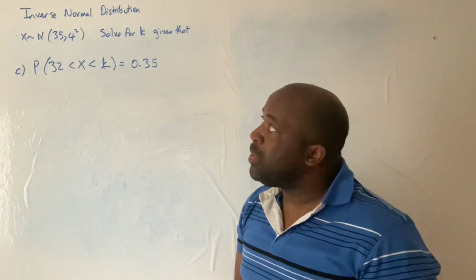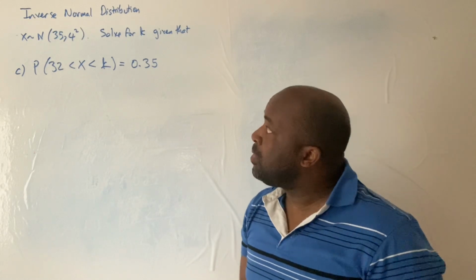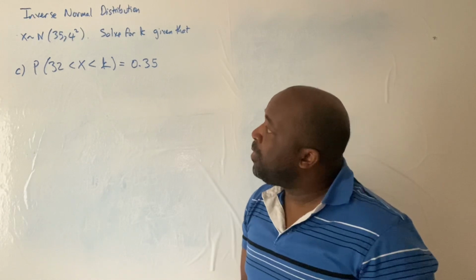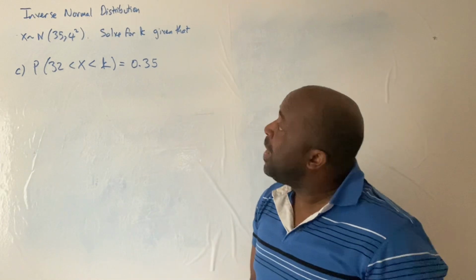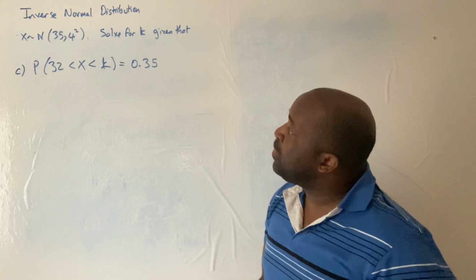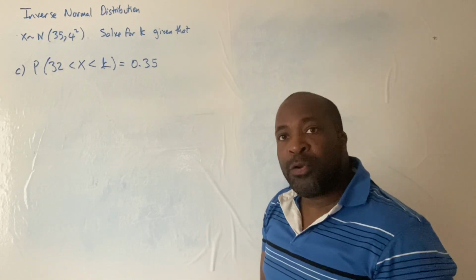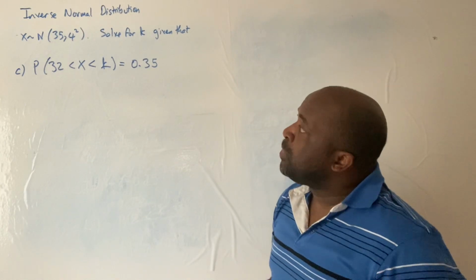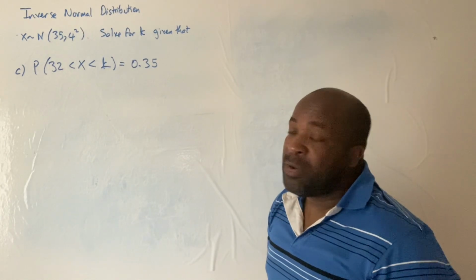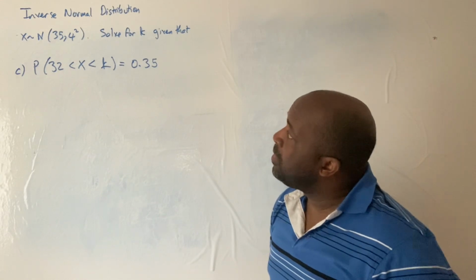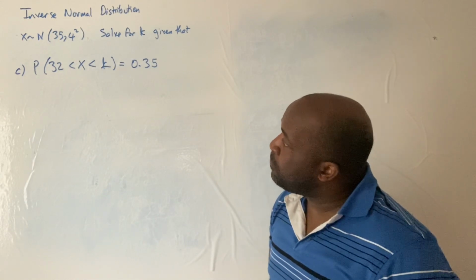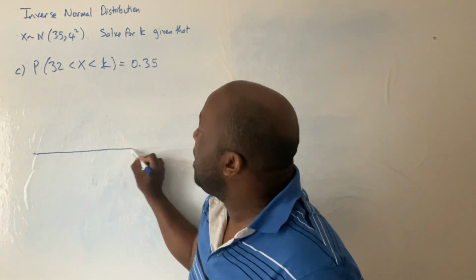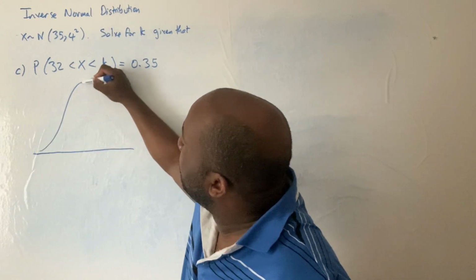Welcome again. We continue with inverse normal distribution. We're looking at the probability that x will lie between 32 and an unknown upper limit, and we're told that probability is equal to 0.35. We need to find the unknown upper limit that would correspond to that result. We're told that x follows a normal distribution where the mean is 35 and the variance is 16, or 4 squared. So let's have a go at diagrammatizing the information that is presented to us.